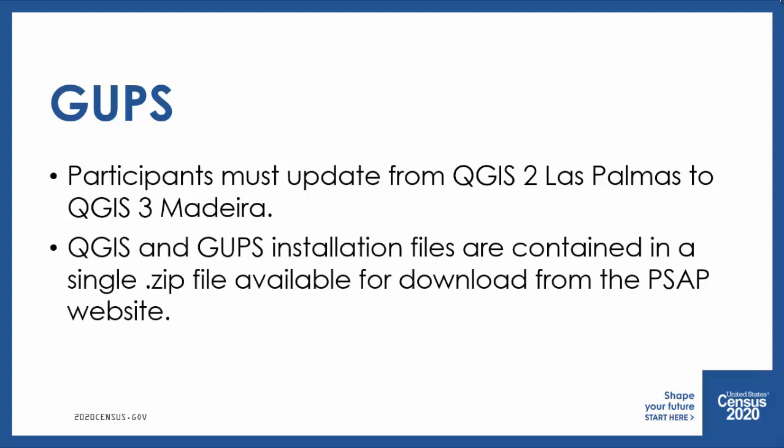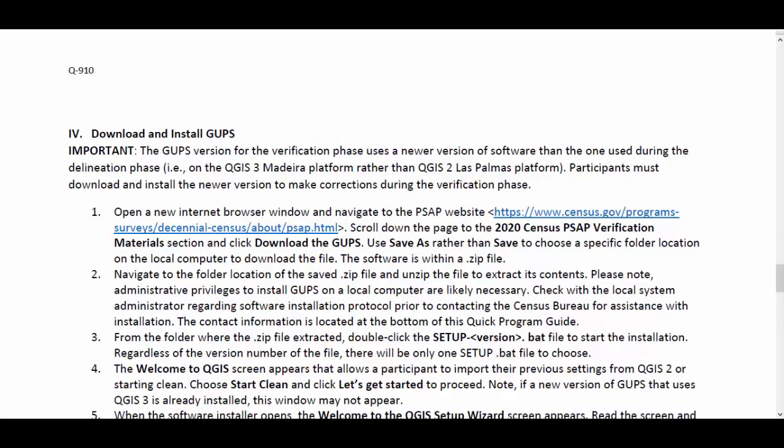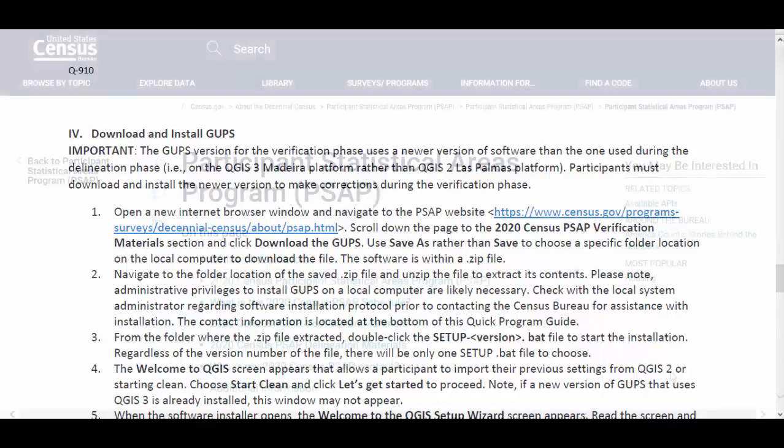The Census Bureau bundled the update for GUPS and QGIS into a single zip file that is available for download from the PSAP website. No software installation DVDs are distributed for the verification phase. You may also refer to Chapter 5 in the 2020 Census PSAP Verification Respondent Guide, G810, or in the 2020 Census PSAP Tribal Respondent Guide, G690, or Section 4 on page 4 of the PSAPV Standard Statistical Geographies Quick Program Guide, Q910, for step-by-step instructions on how to download, install, and use GUPS.